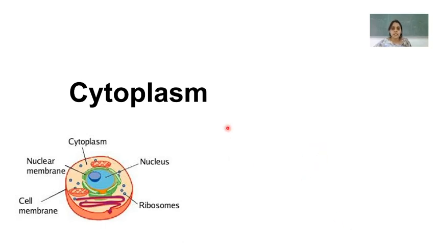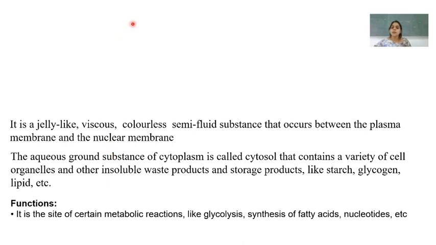Now, let us study about cytoplasm. Cytoplasm is a jelly-like, viscous, colorless, semi-fluid substance which occurs between plasma membrane and nuclear membrane. The aqueous ground substance of cytoplasm is called cytosol, that contains a variety of cell organelles and other insoluble waste products, storage products like starch, glycogen, lipid, etc.